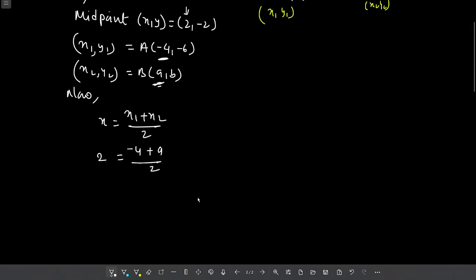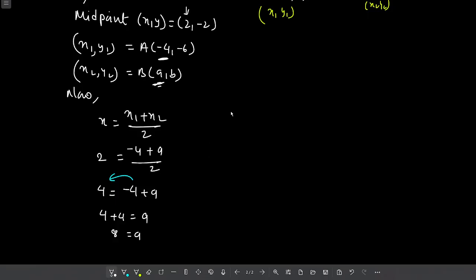Now let's simplify it. Cross multiplication, 2 times 2 becomes 4 equals minus 4 plus a. Minus 4 can be shifted to the other side. It becomes 4 plus 4, which is equal to a. Now 8 equals a. We have got the value of a.